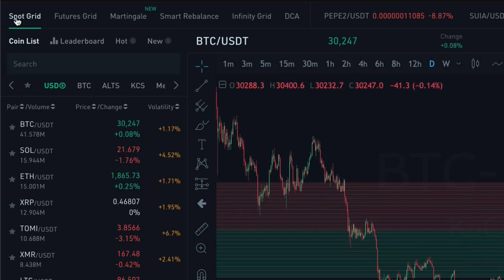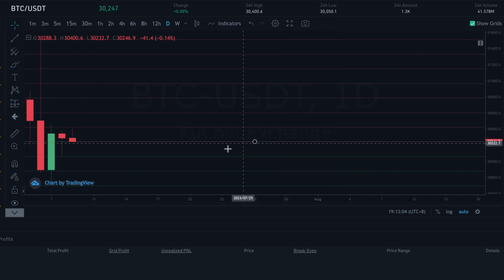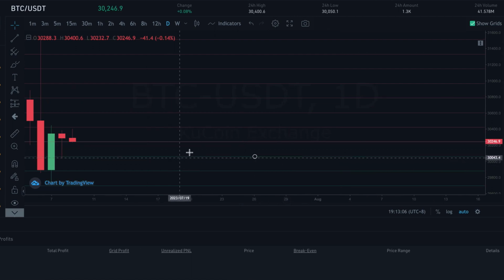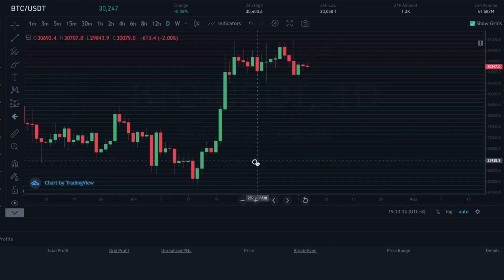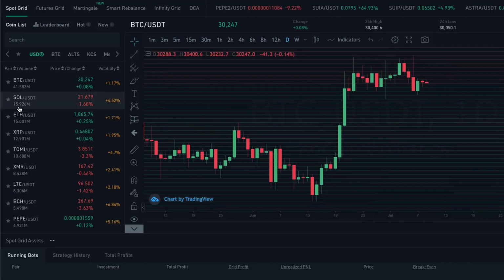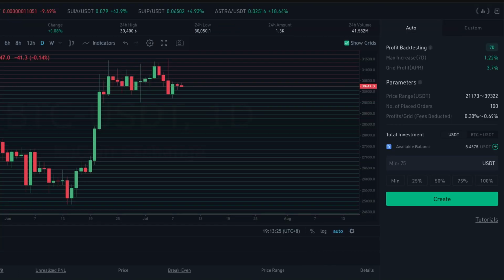And the spot grid is, as you can see on the screen, a grid trading bot. Now, every time it hits one of these lines on the grid, it's either going to buy or it's going to sell. That's how these bots make money. Now, if you look over here on the left-hand side, you'll see that they have different coin lists. So you can see that they have a bunch of different coins that you can go ahead and set up a bot for. You'll also notice here on the right-hand side that there's two settings, auto and custom.